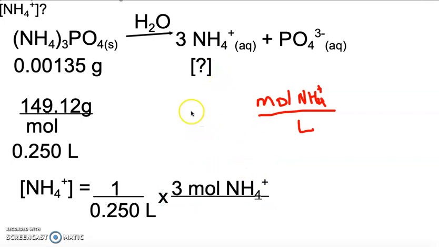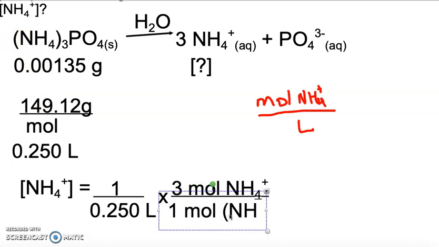Okay, what we're going to put that over, well, I'm not going to put it over the phosphate because I don't know anything about the phosphate, but I am going to put it over the moles of ammonium phosphate because I have a whole bunch of info for that. So again, this was balanced with a 1. This is going to be over 1 mole of that NH4 3PO4. Okay.